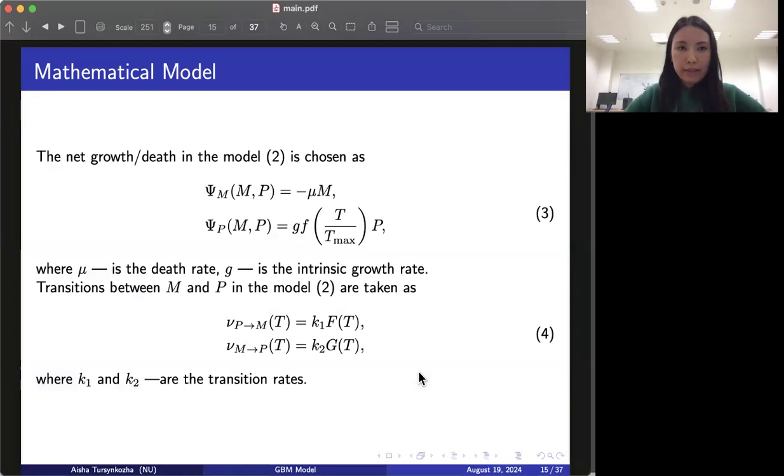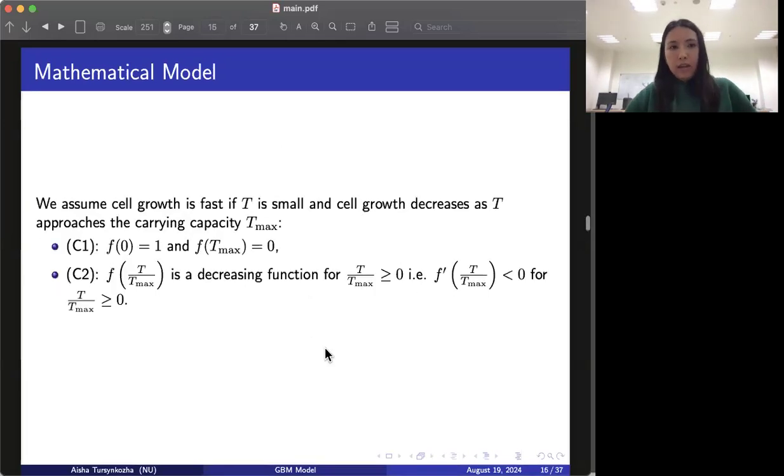For the net growth-death rate in the model, we choose an exponential decay mu_m for the migratory cells and a general growth function, where mu is the death rate and g is the growth rate. For the transitions between M and P in the model, we take general functions where k1 and k2 are the transition rates. Here we assume that cell growth is fast if the total population is small, and cell growth decreases as the total population approaches the carrying capacity Tmax. Accordingly, we have these two conditions.